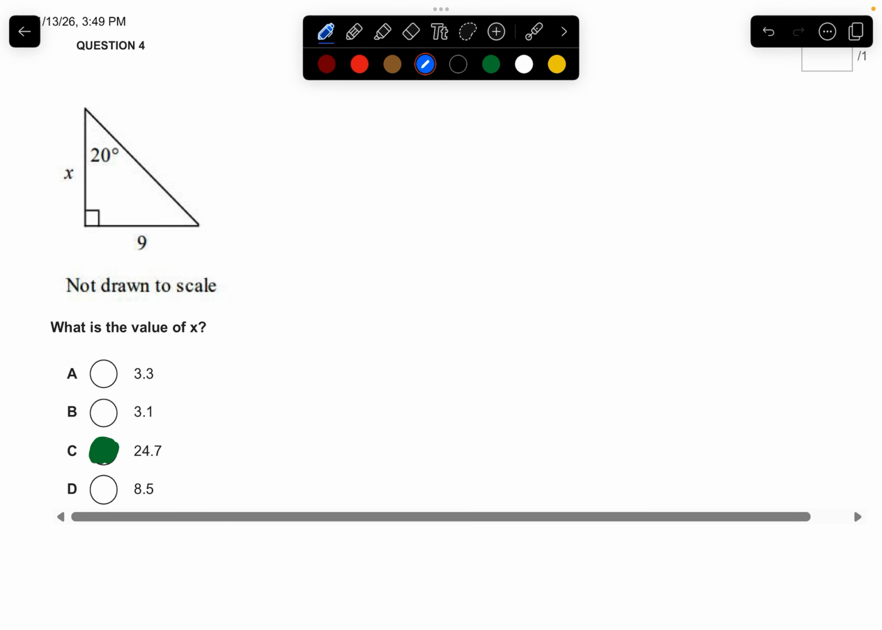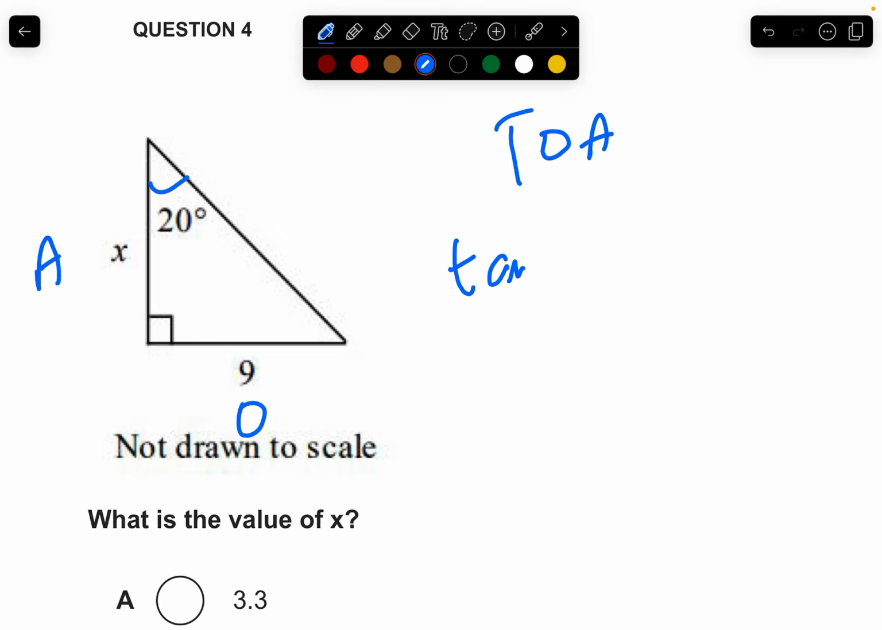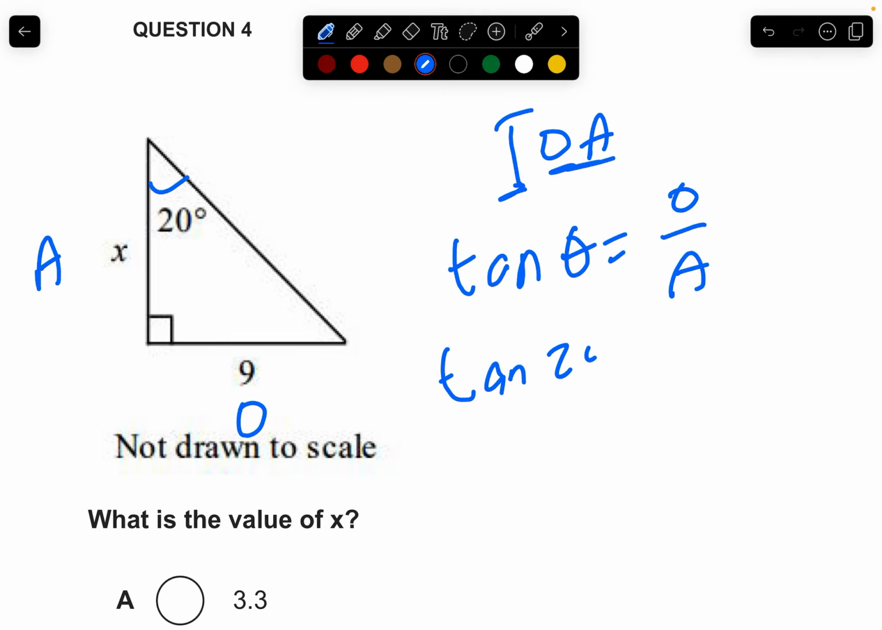What is the value of x? We've got a triangle here. We're working on the 20. 9 is opposite the 20. X is adjacent to the 20. So opposite over adjacent, that's the TOA part of SOHCAHTOA. So the tangent of theta equals opposite over adjacent. That's what this tells us. The tangent of 20 equals 9 over x.